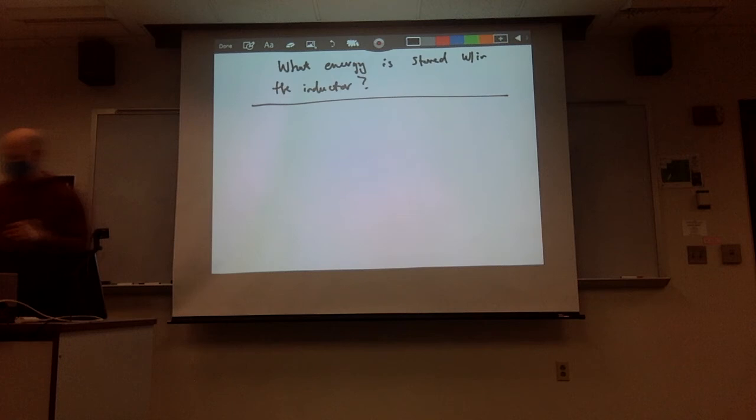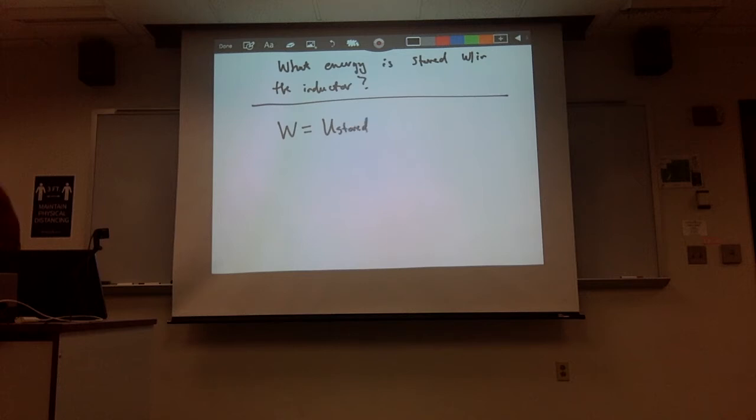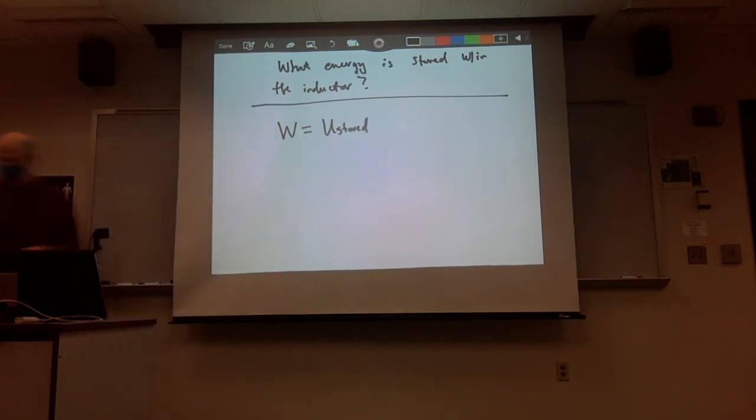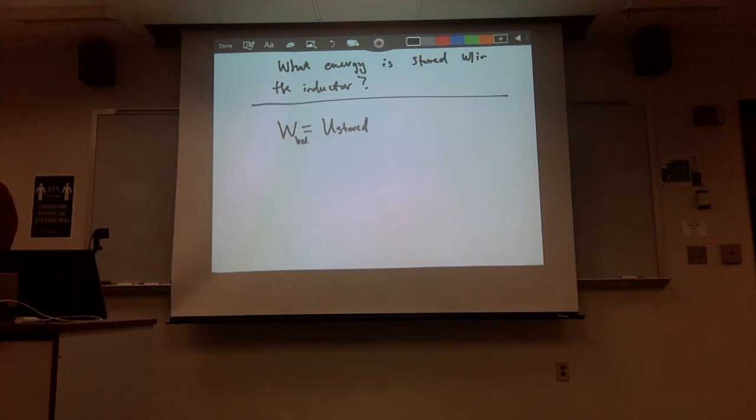So let's think about this. What we know is that we want to know what the work is, right? Because we know the work is going to be equal to the energy which is stored, by conservation of energy. So the amount of work that the battery does in this case is equal to the energy which is going to be stored. How much work is the battery doing? Well, what do we know? We know power is equal to the time rate of change of the energy.